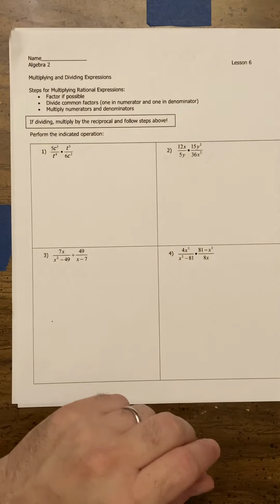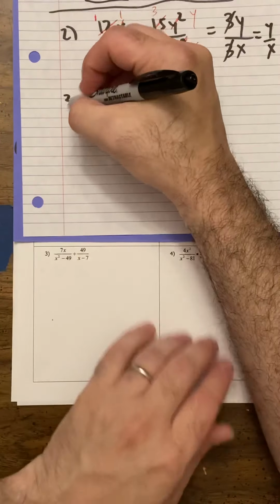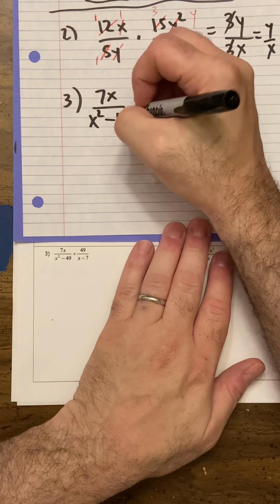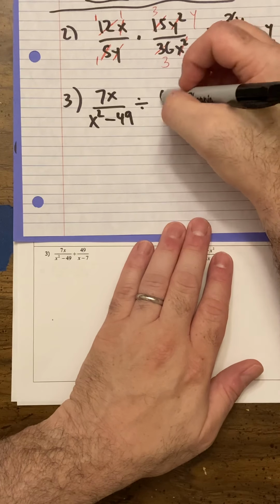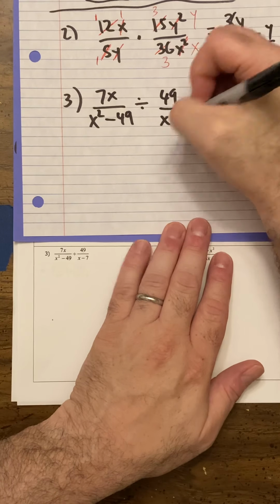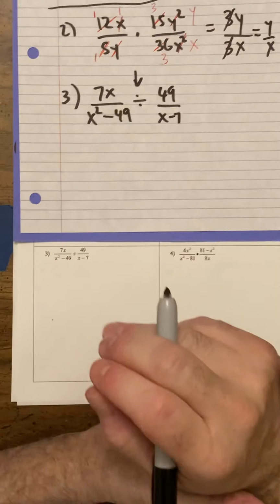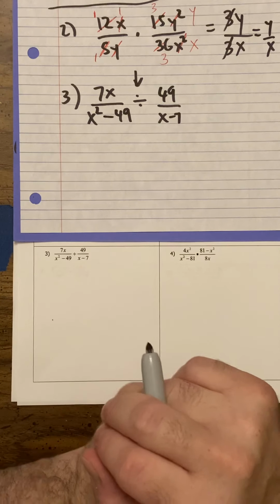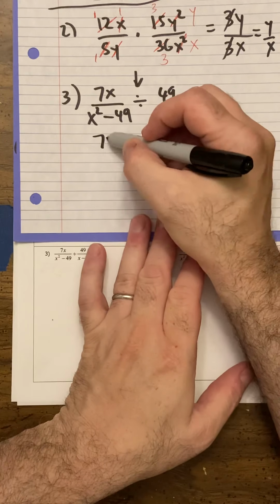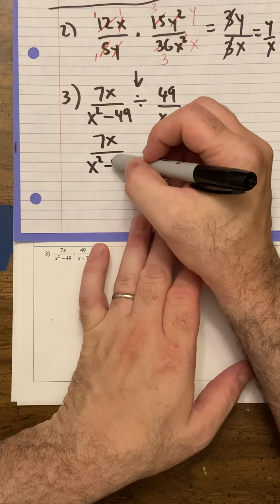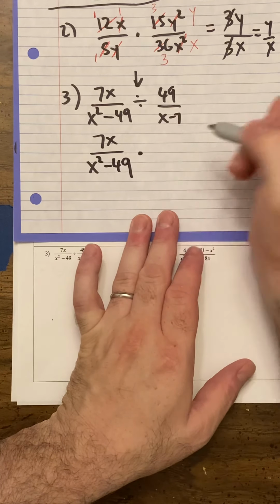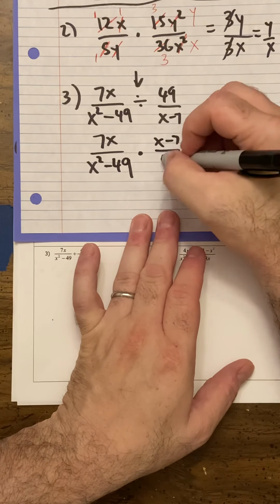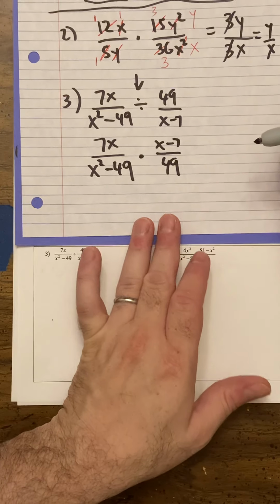I don't know how well you can see that. I'm going to rewrite that problem for you right here. This is problem number 3. We have 7x over x squared minus 49 divided by 49 over x minus 7. Now, you probably remember that when you divide fractions, you can change that into a multiplication problem by doing keep the first fraction, leave it alone, change the operation to multiplication, and then flip the second fraction, do the reciprocal of that fraction, and you get x minus 7 over 49.